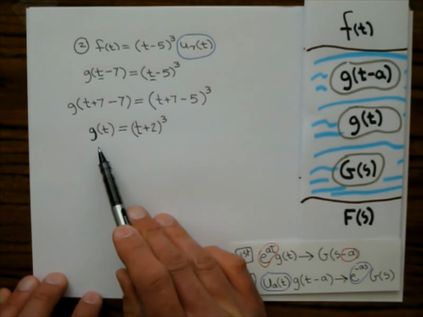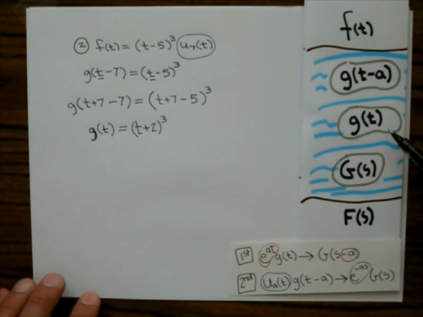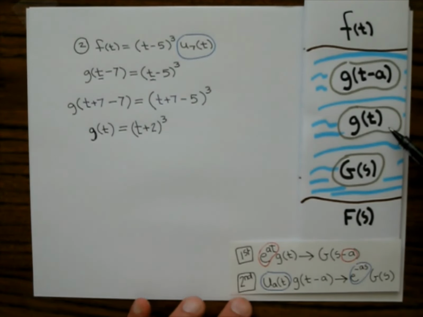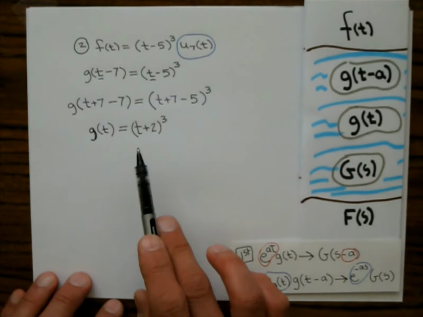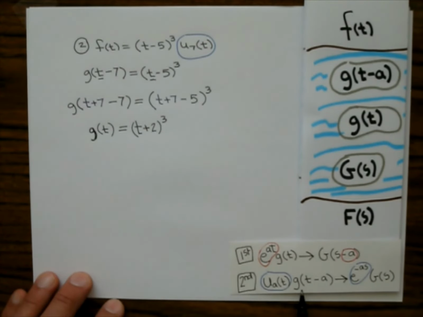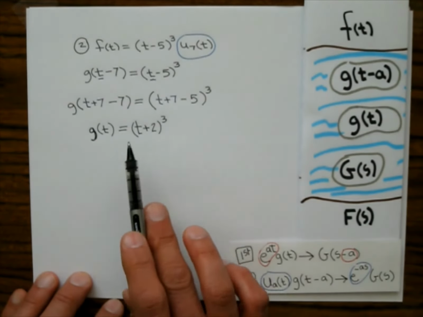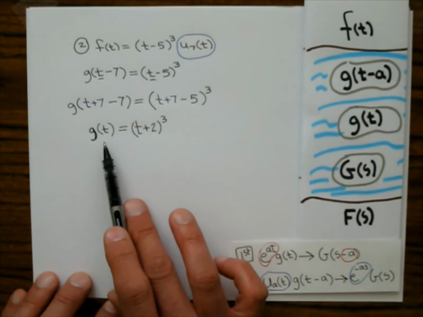So g of t equals, and then this is going to be t plus 2 cubed. Okay. So I'm right there in the middle of the river. I've got g of t, and I'm now supposed to take the Laplace transform. And so some of you might be saying, well, that looks like a shift, but when the shift is in the land of t, I should have a u sub a there, and I already took care of that. So I've got to figure out, well, how would I take the Laplace transform of this?